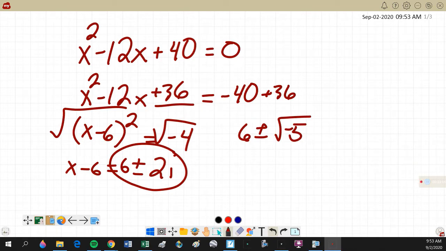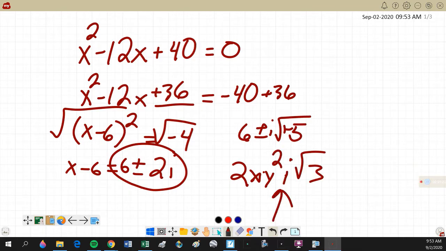Where do I put the i? I's go behind numbers, behind variables, but in front of square roots. So that i will be put right there. We change the 5 to positive, and we bring the i out. So for an i, if I had 2xy squared i root 3, that is where i's belong, between the variables and the square roots. Okay, does that make sense?